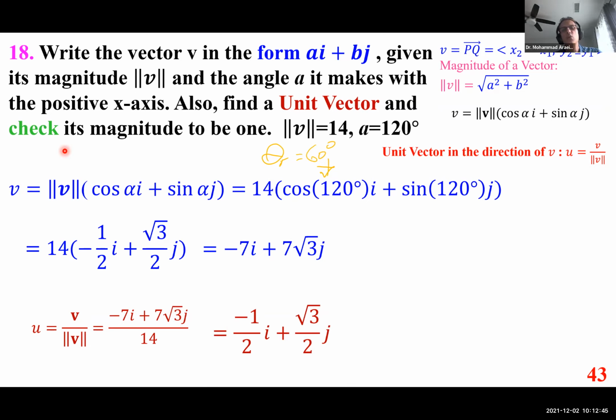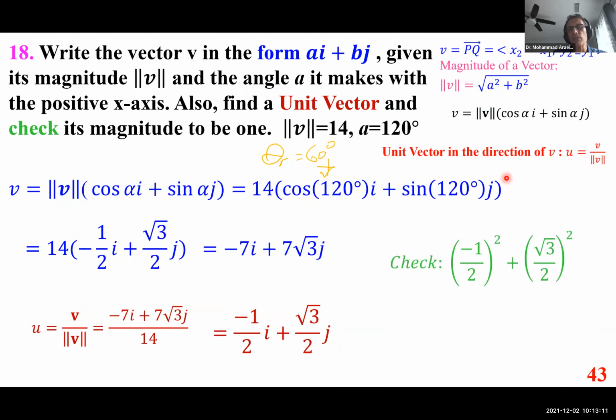The way the checking works, if you look at the coefficients of i and j, just like a squared plus b squared, if you square this one and square this one and add them up, you must get number 1. That is the key for the unit vector, because a unit vector is a vector in the same direction such that its magnitude must be 1.